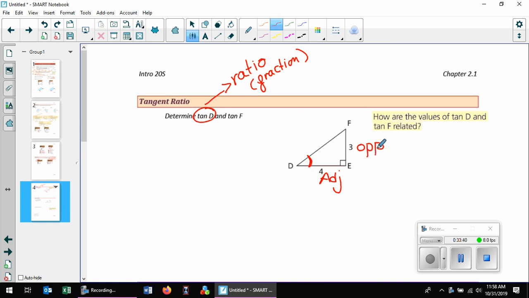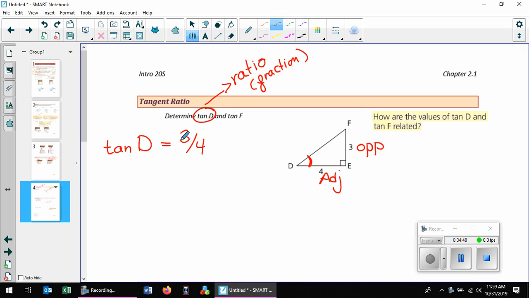Okay, so let's do the ratio for tan of D. So we have to say tan of angle D, and it's a capital D because it is an angle, is equal to what's the ratio for tan? Go back to your formula. Looking at the backboard, tangent is equal to the opposite side divided by the adjacent side. You labeled this as the opposite side, so 3 has to go on top. You said 4 was the adjacent side, so that has to be my denominator. That is the tangent ratio.